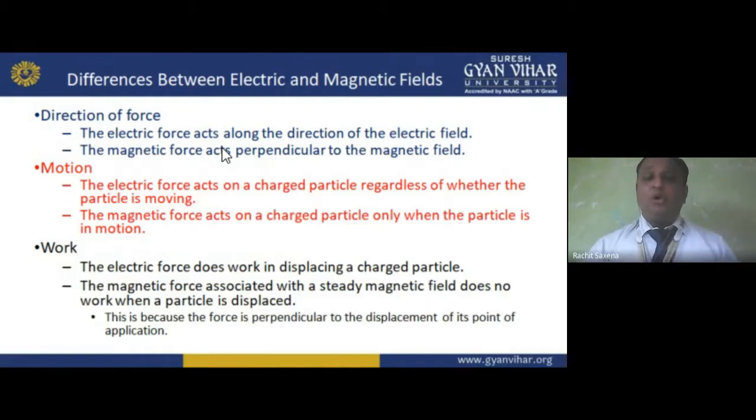If I am talking about motion, the electric force acts on a charged particle regardless of whether the particle is moving. Now the magnetic force acts on a charged particle only when the particle is in motion. If it is moving, then the magnetic force acts on it. Otherwise, it will not act.